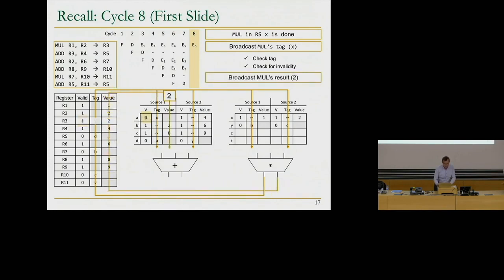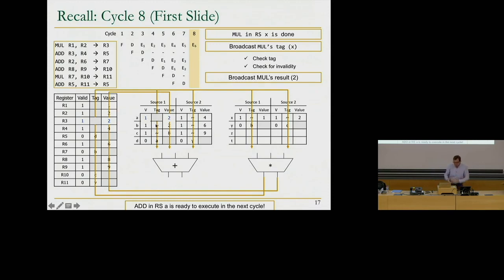And they store 2. That makes sense, right? The first instruction multiplied 1 by 2, produced the value 2 in R3, and R3 captured it. And the instruction that's waiting for that value also captured that. Now this instruction can execute because both of the sources became valid.